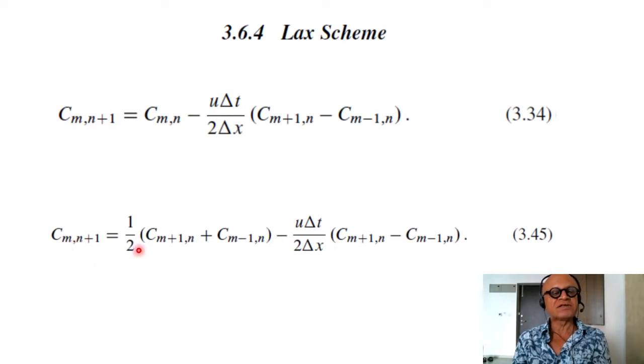So it is still a forward scheme. C_m^(n+1) is 1/2 of C_(m+1)^n plus C_(m-1)^n, and then this term remains, minus u delta t over 2 delta x times C_(m+1)^n minus C_(m-1)^n. So it is apparently still centered in space and forward in time, except that in forwarding the time we have spatially averaged here between the 2 points around m for getting the previous time step.